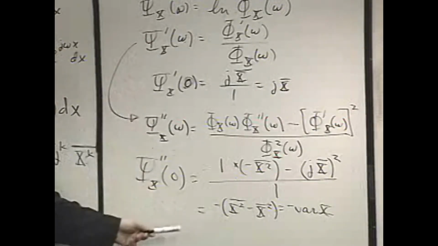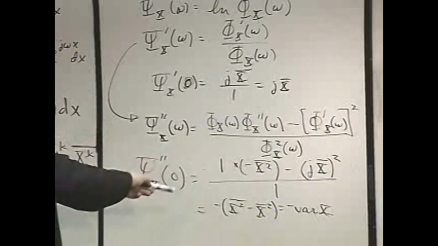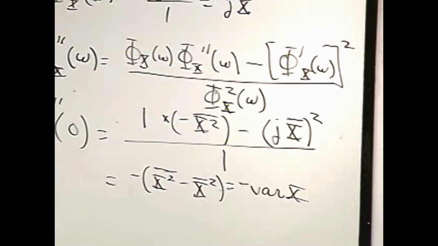So usually if you have a characteristic function and you want to compute the mean and the variance, this is the formula you go to, not the characteristic function. If you want to compute the mean and variance, almost always.